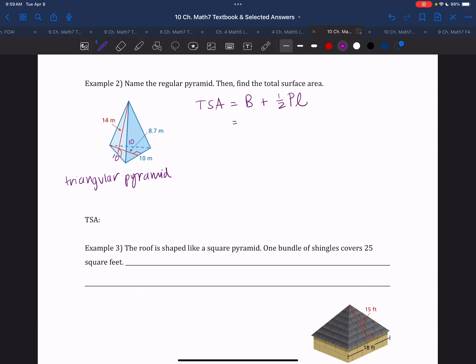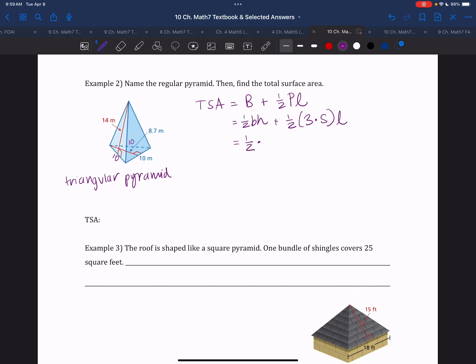To find the area of a triangle, pause the video and talk with your group about how you would find the area. All right, you're going to do 1/2 base times height. So we're just substituting that for the area of the base, plus 1/2 the perimeter. There are a total of 3 sides, so I'm going to multiply the length of the side by 3, times the slant height.